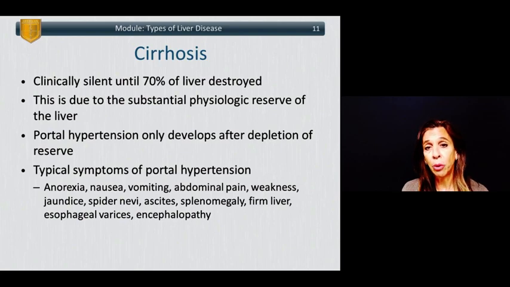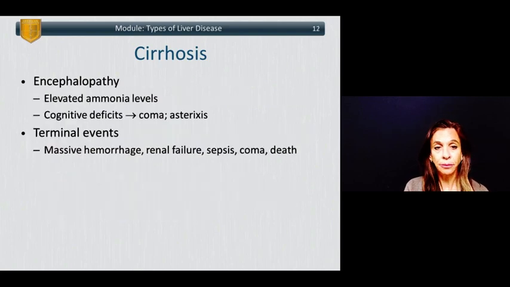Typical symptoms of portal hypertension include anorexia, nausea, vomiting, abdominal pain, weakness, jaundice, spider nevi, ascites, splenomegaly, a firm or hard liver, esophageal varices, and encephalopathy or coma. Encephalopathy is due to elevated ammonia levels, and the cognitive deficits can be either coma, delirium, dementia, or asterixis. Terminal events in patients who have cirrhosis are usually secondary to massive hemorrhage, renal failure, sepsis, or coma.